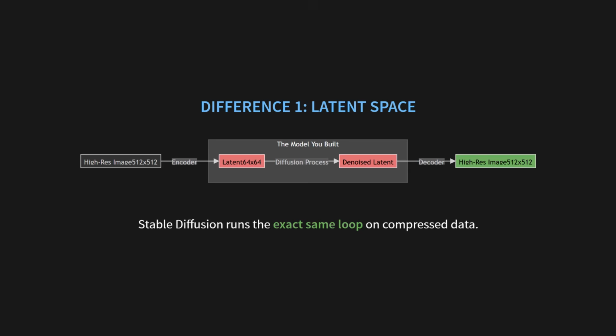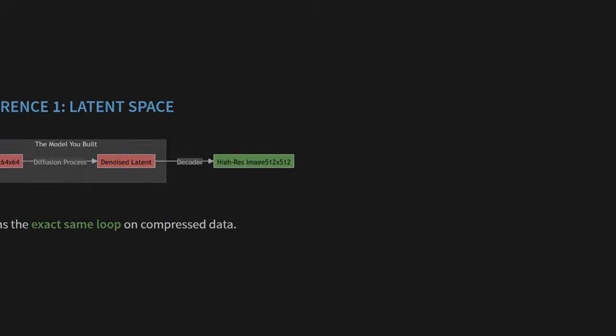So what is this latent space? Look at this diagram. Instead of running the diffusion process on a big 512 by 512 image, Stable Diffusion first uses an encoder to squish it down into a tiny 64 by 64 latent representation. Then, it runs the exact same diffusion loop you built, but on that small, compressed data. It's so much faster. Finally, a decoder blows the result back up into a high-res image. The core process is identical.